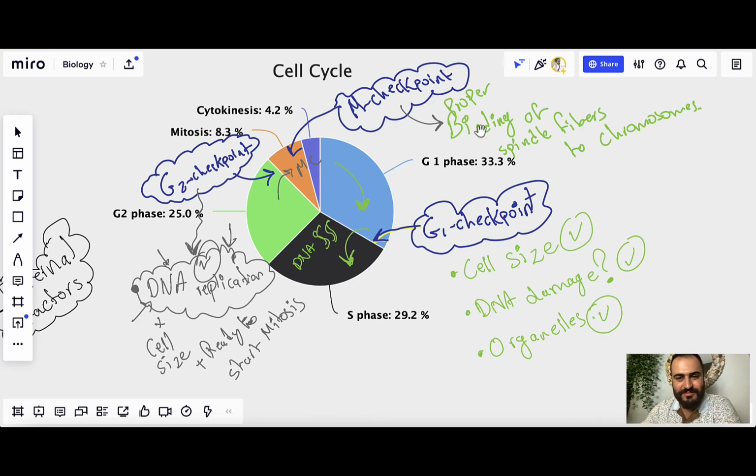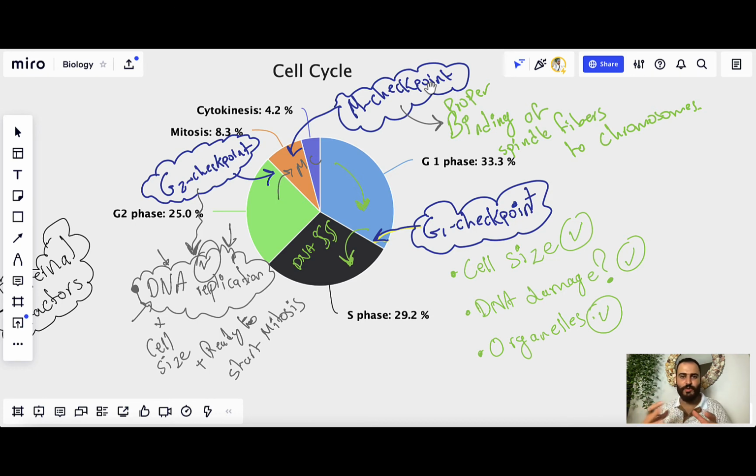So yeah, I was speaking about the M checkpoint. This checkpoint will check for the proper binding of the spindle fibers to chromosomes. This is a very important step because if chromosomes are not separated evenly, if one cell cannot get 46 and the other 46, as a result, this will lead to cells that don't have the same number of chromosomes or the same amount of information.